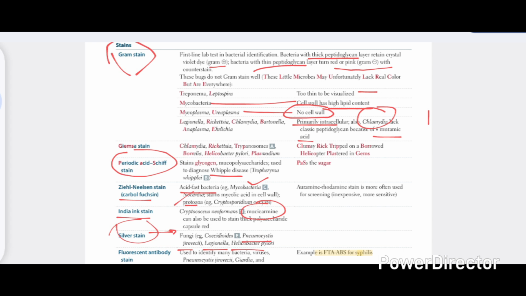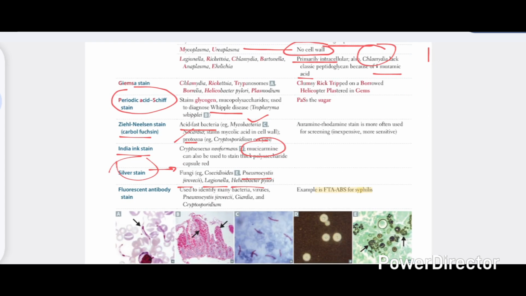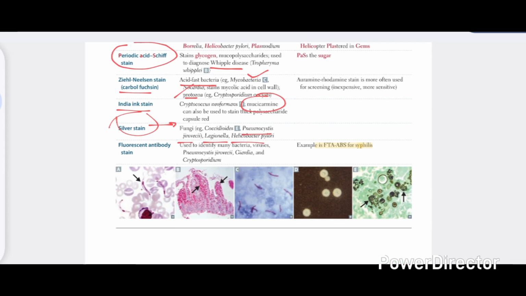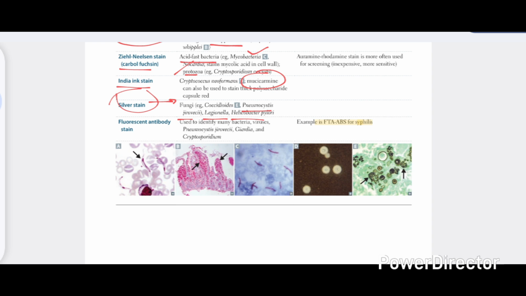Then we studied the PAS staining, which is for Whipple's disease. Then we studied about the Ziehl-Neelsen stain, which stains organisms, that is the mycobacteria, the Nocardia, and the Cryptosporidium species. Then we studied the Indian ink stain, which stains Cryptococcus neoformans. Then we studied the silver stain, which stains certain fungi, Pneumocystis, and Legionella and H. pylori. And then we studied the fluorescent antibody stain, which stands for syphilis.